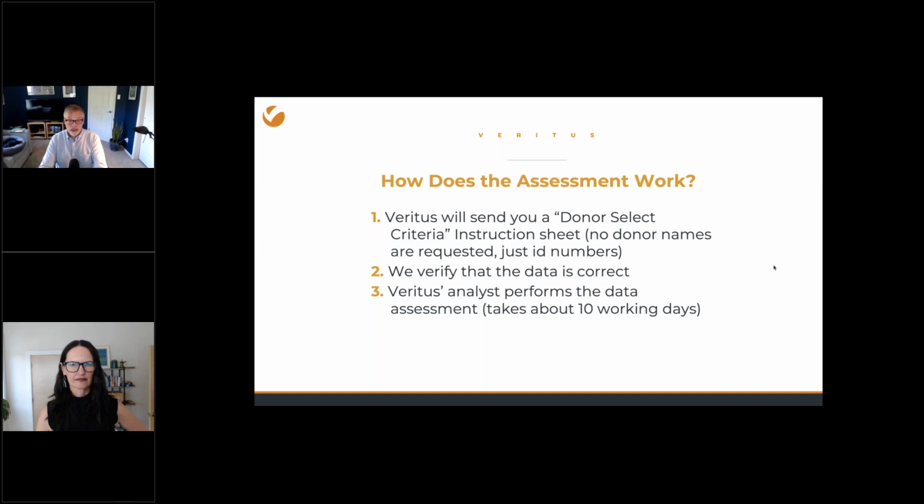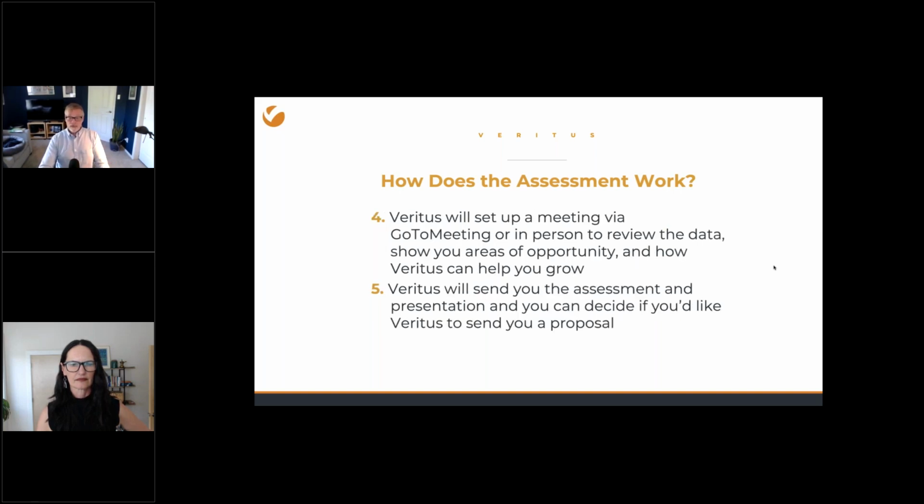We'll verify that the data is correct once we get the data that we need, and then our analyst performs an assessment. That takes about 10 working days. And then we set up a meeting via GoToMeeting or Zoom, or we'll come in person, as I did yesterday, and we'll show you the whole data, and we'll give you a 5-year revenue projection.